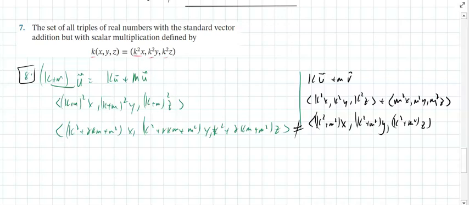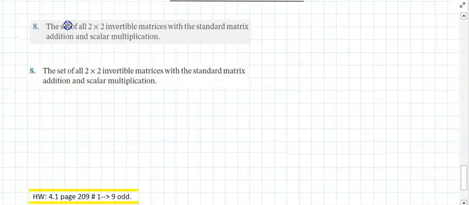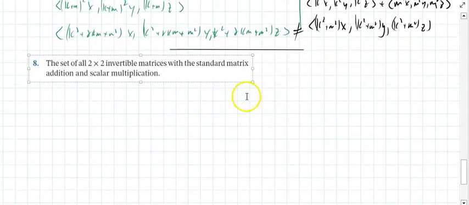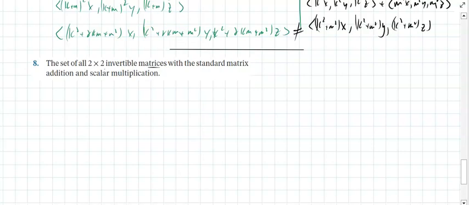Most of the time, it's either the addition or the scalar multiplication. One more to go: the set of all 2 by 2 invertible matrices with the standard matrix addition. The addition is the same as for matrices, and the scalar multiplication is the same. All 2 by 2 matrices that are invertible.